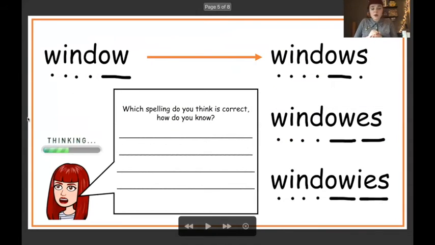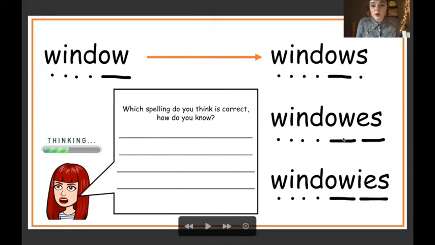Now then, the first word we're going to have a little bit of a think about is the word window, okay? I would like to make it windows. I want to make it plural. Now, I've got a couple of different options down the side as to which suffix to choose. Now, I know there are some of them that I can cross out and get rid of straight away. For example, the bottom one, windowies, that's not quite right. I know that I only add IES to the end of the word if it ends in a Y.